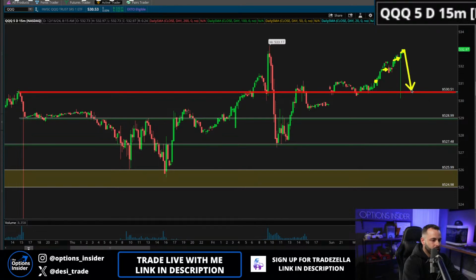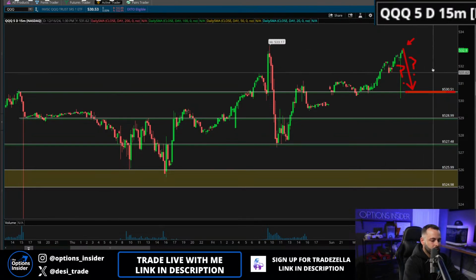I think a pullback is very possible. One of these is very possible, right? And the reason that you've got to be cautious longing a gap up is because if this comes in, it is still very bullish. And the question is, how much are you down on this pullback, right? If you are long here, how much are you going to be down on a pullback into 530.50? What is your drawdown here, right? And the problem with that drawdown, right?